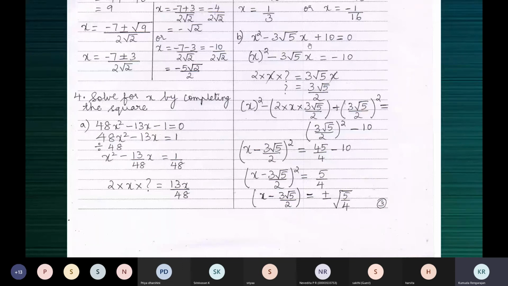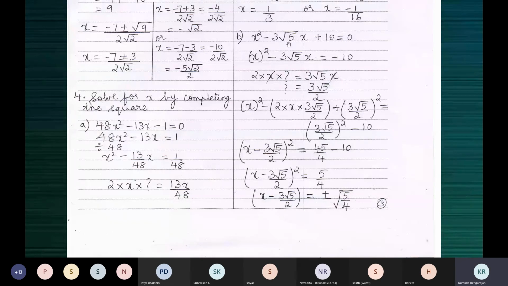Now this is the 2pq term. 2 into p is x, because this is p square, so p is x. 2 into p, which is x, into q, which we don't know, is this one, 3 root 5x. So x gets cancelled on both sides, and that q term which you're looking for is 3 root 5 by 2.